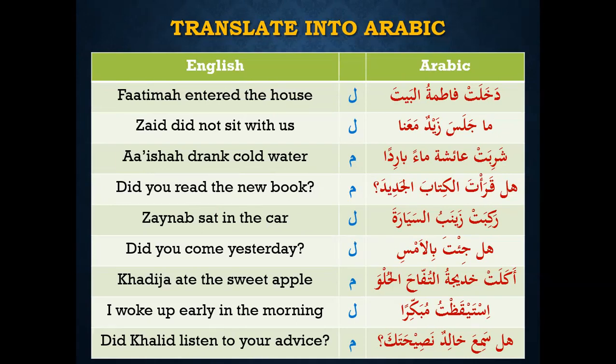Zaid did not sit with us. So ما جلس زيد معنا. Does Zaid need any agent to sit down? Obviously not. It's لازم. شربت عائشة ماء باردا. Aisha drank cold water. Does she need something else to do that action? Yes. So here, cold water is the object, it is متعدي. Transitive means متعدي. لازم means intransitive.